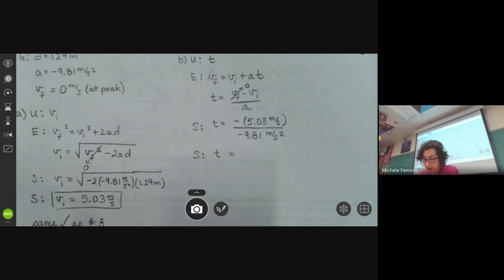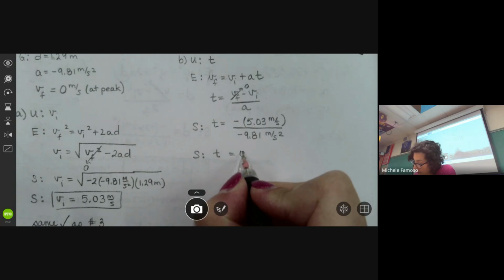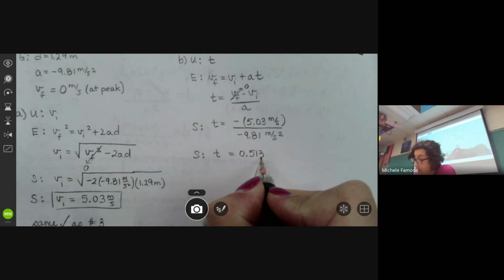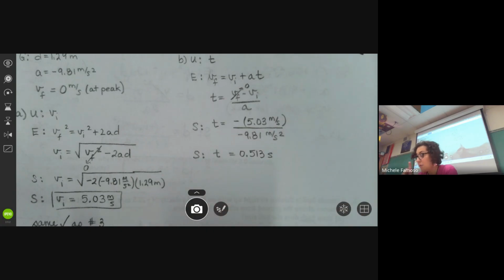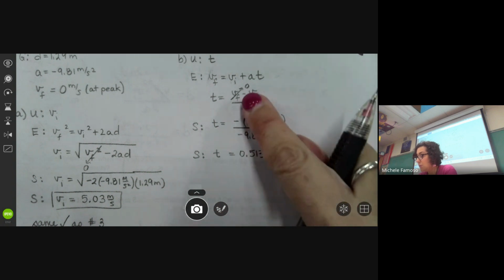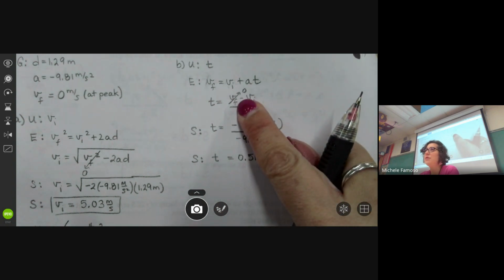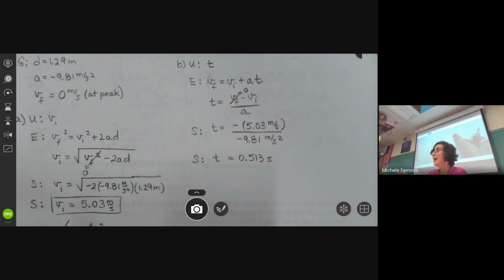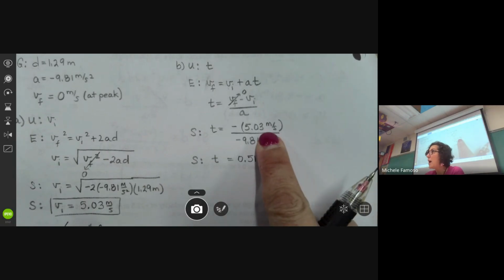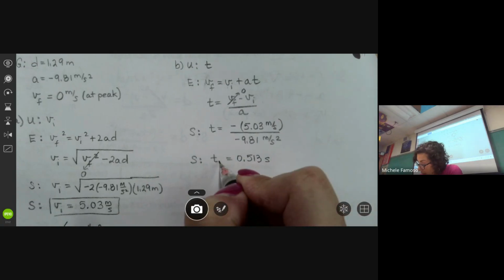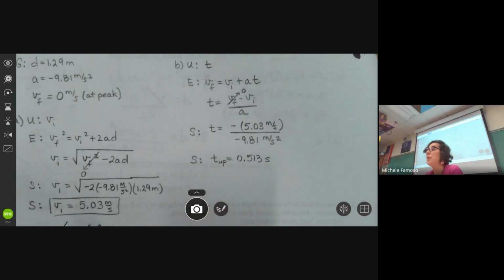Jacob, any idea what that gives you? I got 0.513 seconds. Yes. Now, this is not the final answer to the question because we had a VF of 0. Where do we have a VF of 0? At the top. So that is the time from the ground to the top. That means that's just the time going up.